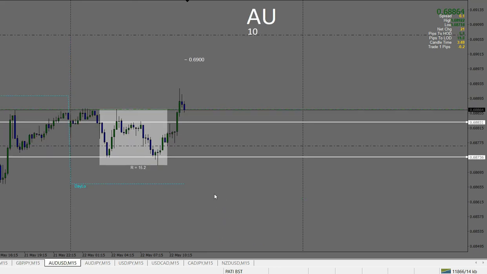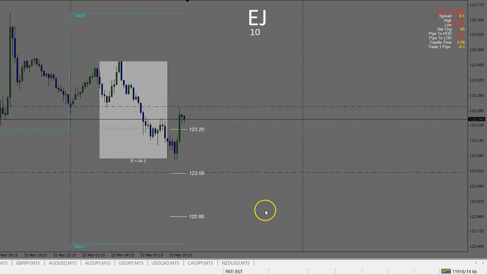Australian dollar US dollar, took this a couple of candles back as it came through an entry point, and it's not looking great. Price is pulling back on that, so just need to see what this candle does as it closes.